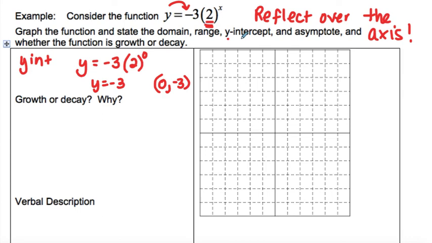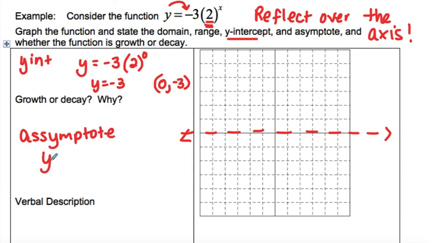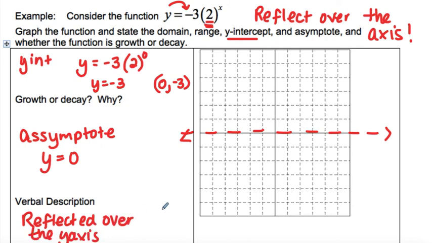Okay? All right. I'm actually going to also tell you our asymptote. The asymptote here is still 0 because this graph is not shifting up or down. So there's my asymptote of y equals 0. Okay? So a verbal description of what's happening here is that this is being reflected over the x-axis. We can also say that 2 to the x is being vertically stretched by a factor of 3.